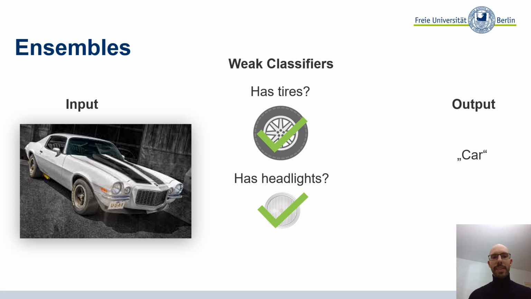So consider this example where as input you get an image of a car or an image of another object, and you're supposed to tell whether the image is of a car or not. Now we could have a weak classifier that looks for tires in the image, and if so, it tells you that it's a car. And we might have another classifier that looks for headlights in the image and tells you that it is a car. And I think it's pretty obvious that each of these classifiers by themselves are not particularly good at predicting whether an object is a car.